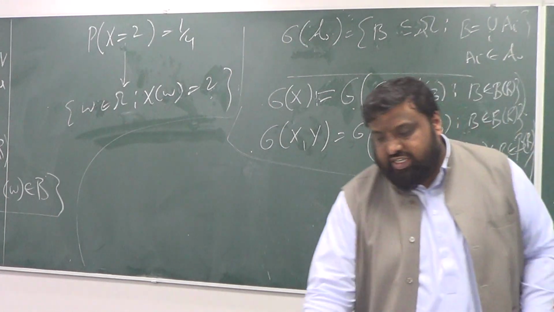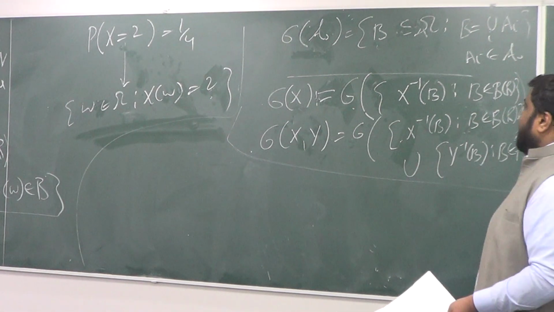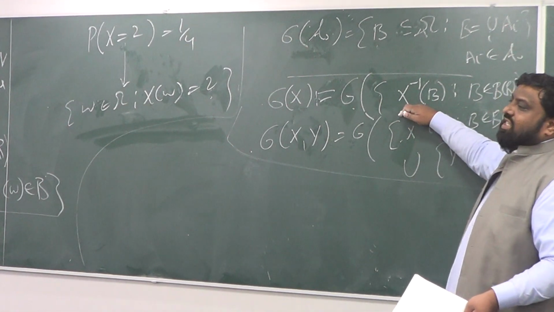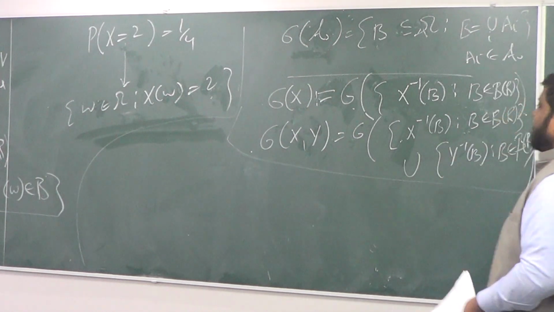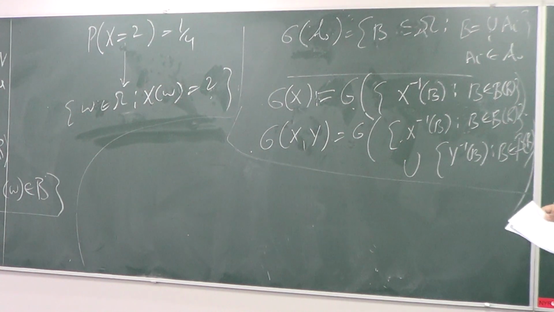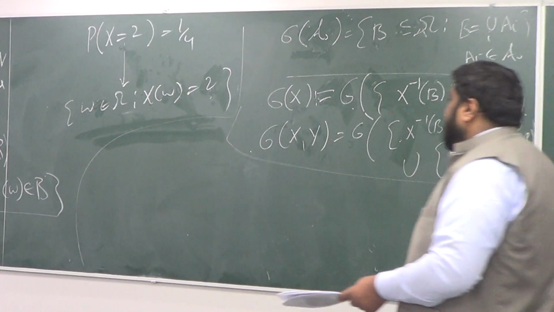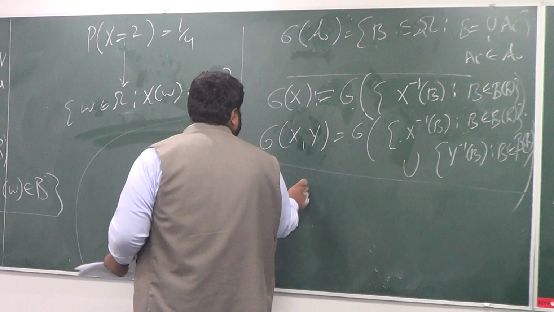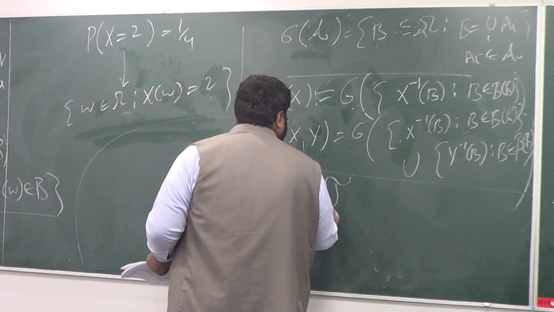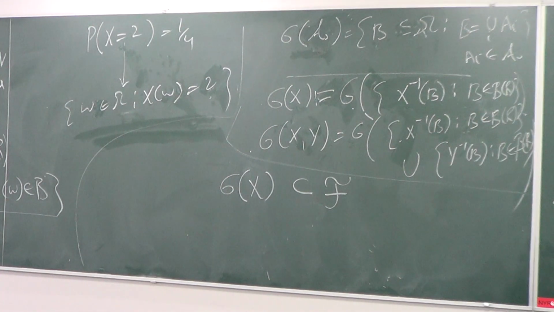The sigma algebra generated by the random variable X. Obviously, you can prove that this is indeed a sigma algebra. We can prove it easily. It's not a big deal. By the way, we can also show that the sigma algebra generated by X is contained in F.